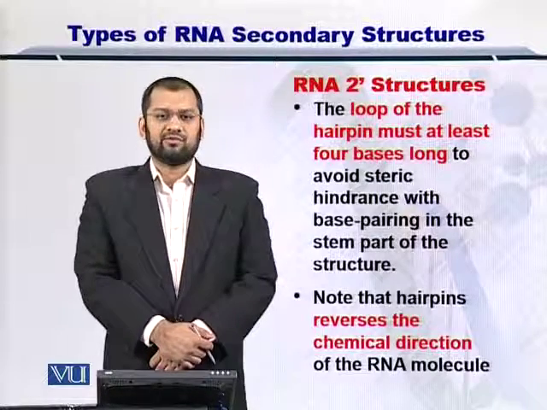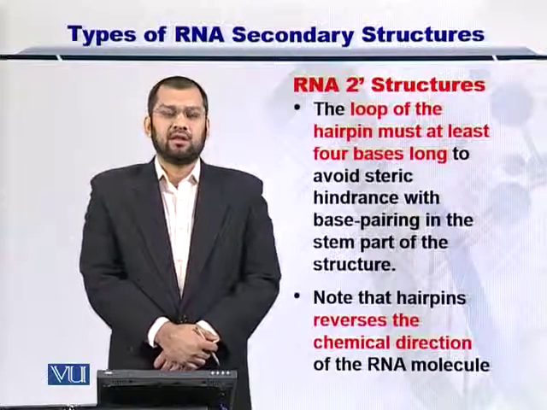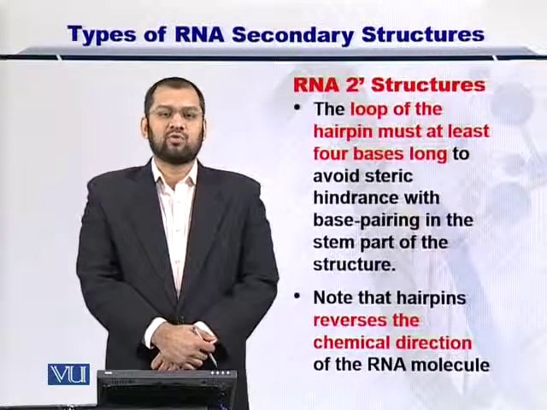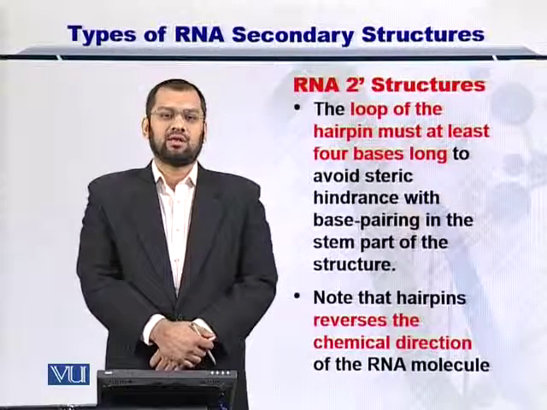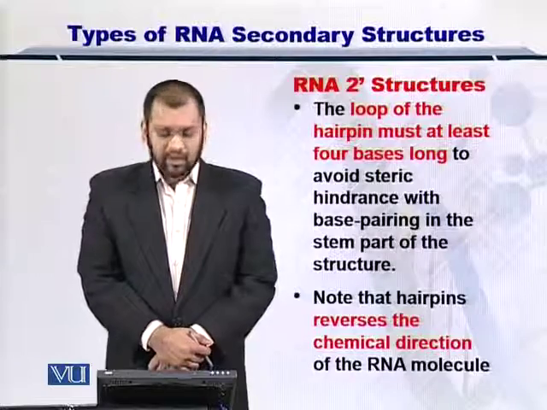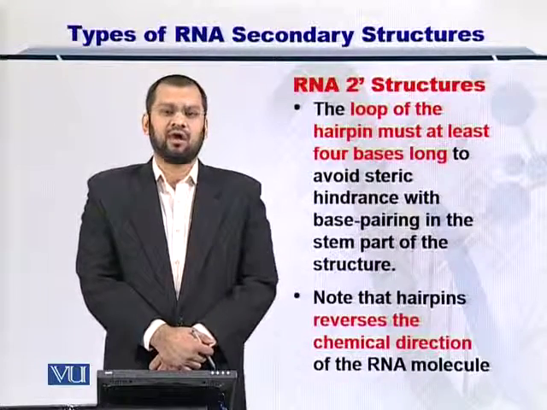One thing to remember is that once the hairpin loop forms, the eye of the hairpin must comprise at least 4 nucleotides in order to avoid steric hindrance between the molecule strands. And the hairpin loop reverses the chemical direction of the RNA molecule.